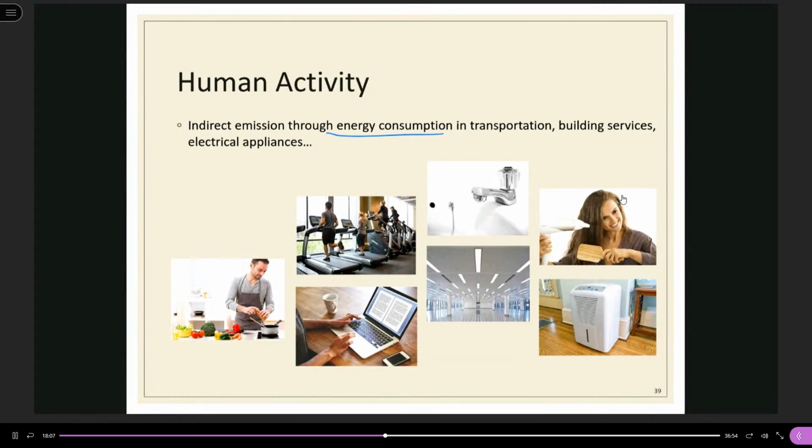The CLP also imports electricity from Daya Bay, which is nuclear power. Nuclear power is cleaner and more efficient, but still it is non-renewable. We are burning a lot of coal, petroleum, and natural gas to produce electricity and other things, and all these indirectly emit carbon dioxide.